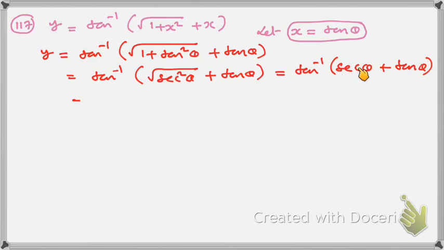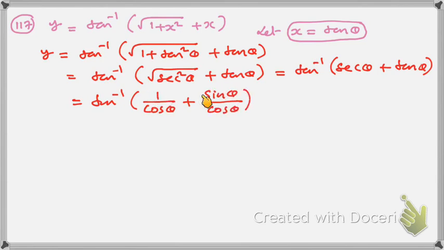Sec theta can be written as 1 by cos theta, and tan theta can be written as sin theta by cos theta. So your question is going to be tan inverse of 1 by cos theta plus sin theta by cos theta. We put them as fractions. Sec theta is 1 by cos theta and tan theta is sin theta by cos theta. Now I take the LCM. When I take LCM, I'll get tan inverse of 1 plus sin theta by cos theta. Common denominator is cos theta, so just add 1 and sin theta.